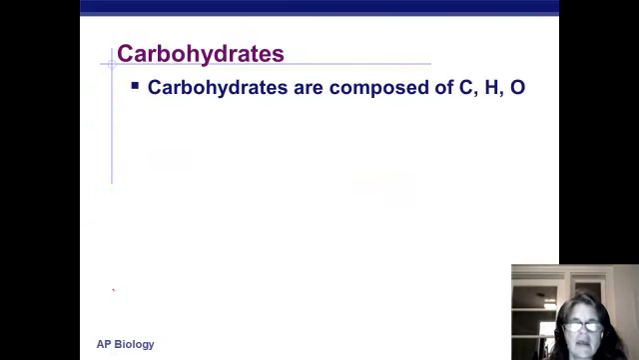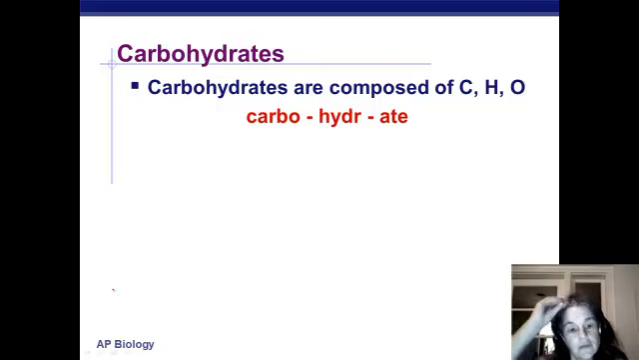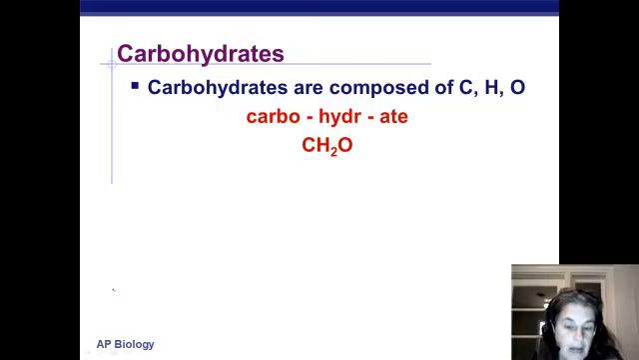Now, basically, what can help you remember what these are made of: carbo refers to carbon, hydra refers to hydrogen, and the "ate" is always an indicator of oxygen. So carbohydrate indicates that these molecules are made exclusively of carbon, hydrogen, and oxygen in varying amounts, but always in this particular ratio: 1 carbon to 2 hydrogens to 1 oxygen. Notice there's no nitrogen in this, no phosphorus in this.